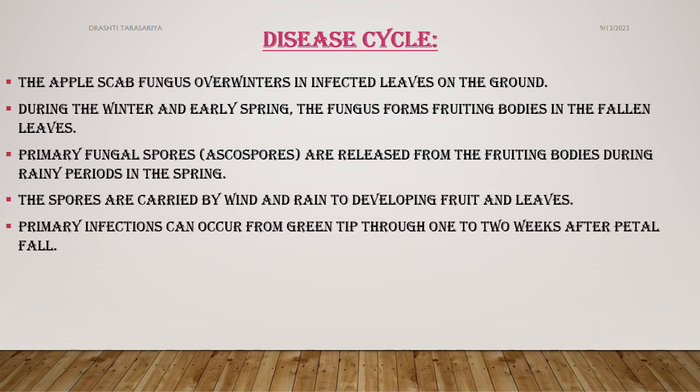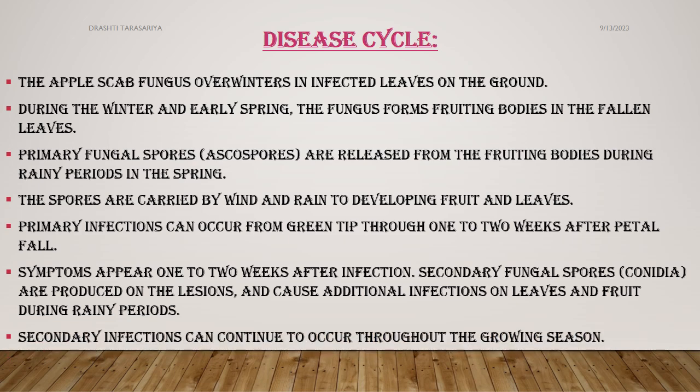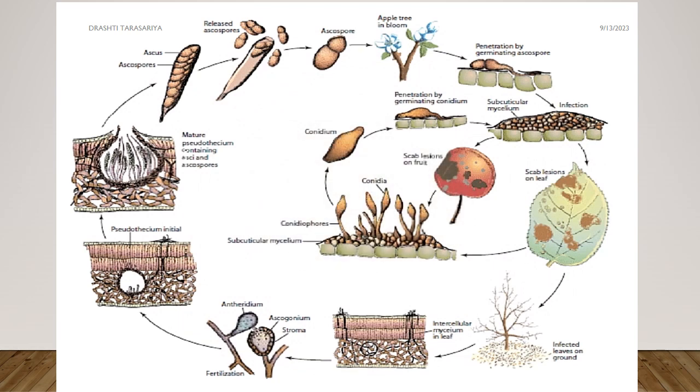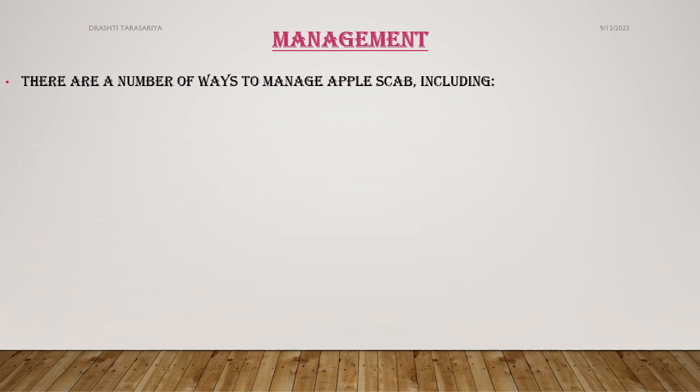Primary infections can occur from green tip through 1 to 2 weeks after petal fall. Symptoms appear 1 to 2 weeks after infection. Secondary fungal spores are produced on the lesions and cause additional infections on leaves and fruits during rainy seasons. Secondary infections can continue to occur throughout the growing season. So this is the life cycle of apple scab.